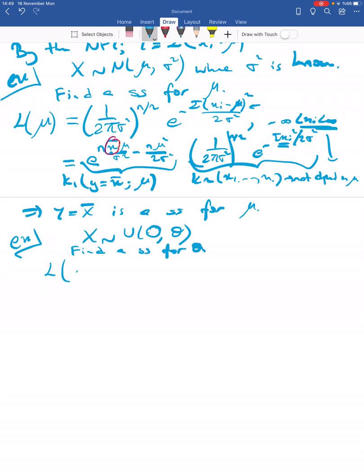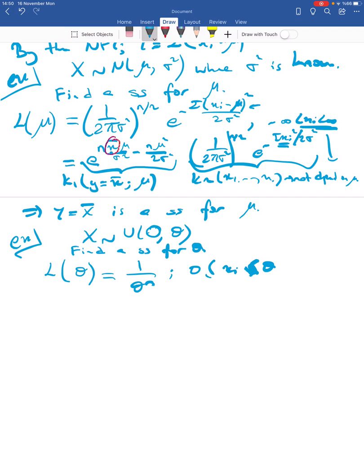Let's use the Neyman factorization theorem. Our likelihood function is 1 over theta to the n, and we have xi less than or equal to theta. So we don't have any statistic here, right? We have only 1 over theta to the n, but no other statistics. So what we have to do here is focus on the range.